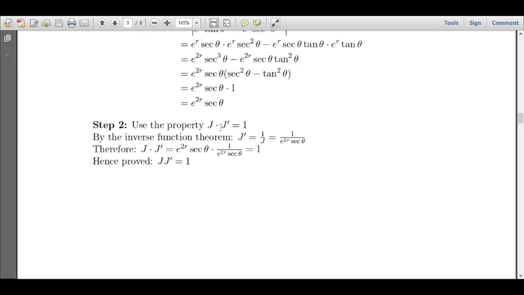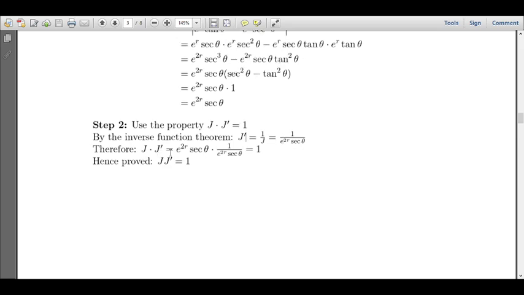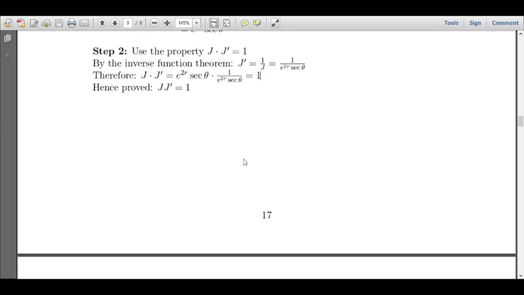Now use the property of Jacobian. By the inverse function theorem, J into J dash equals 1, and we have J equal to e power 2r secant theta. Therefore J dash is the reciprocal of J, that is 1 by e power 2r secant theta. And therefore J into J dash equals e power 2r secant theta into 1 by e power 2r secant theta, which is equal to 1. Thank you.